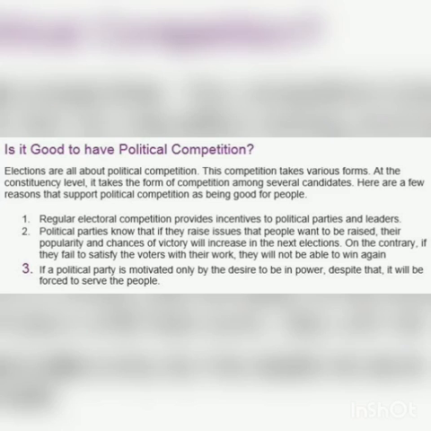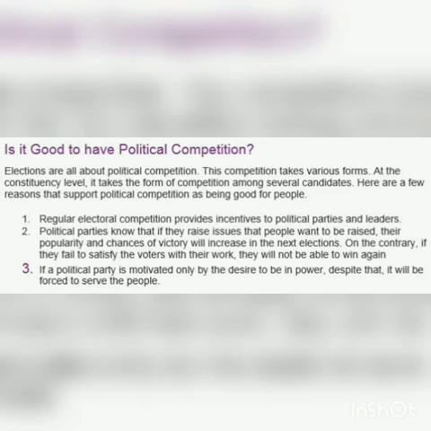Dear students, now a question arises. Is it good to have political competition? Elections are all about political competition. This competition takes various forms. At the constituency level, it takes the form of competition among several candidates. Here are a few reasons that support political competition as being good for people.